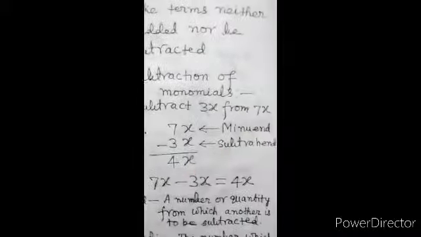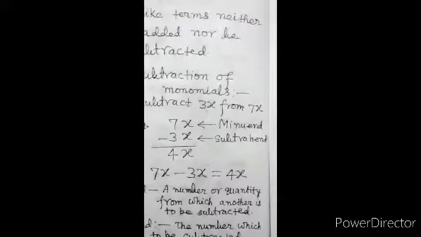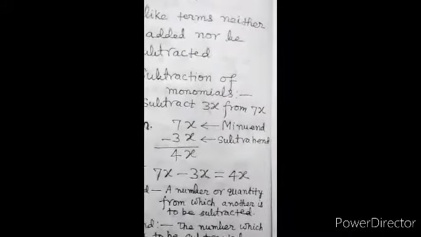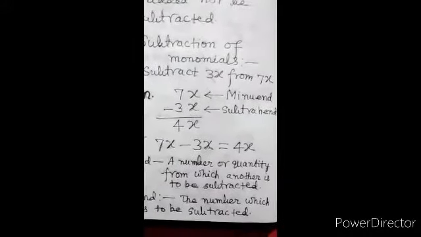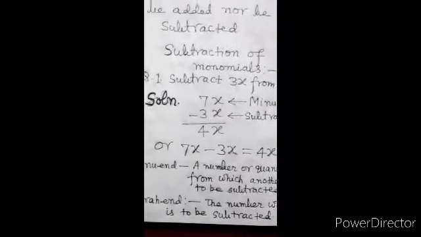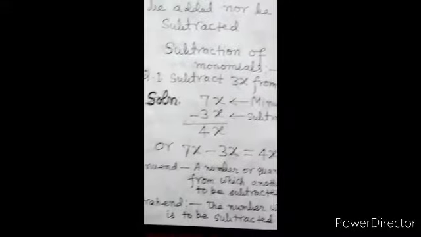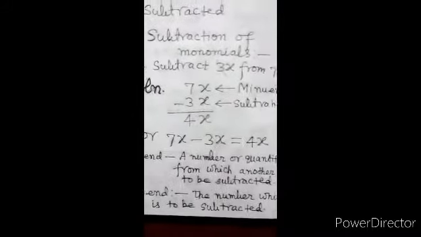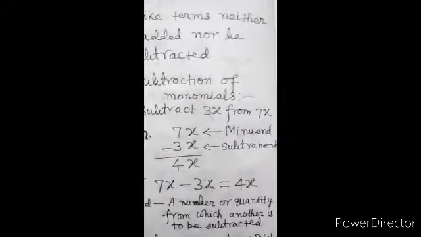First of all, we have to recognize minuend and subtrahend. Here 7x is minuend and 3x is subtrahend. Minuend: a number or quantity from which another is to be subtracted is called minuend. Here from 7x we have to subtract. And subtrahend is the number which is to be subtracted. Here 3x is to be subtracted.